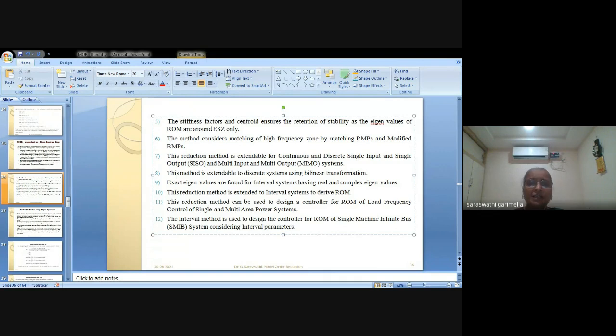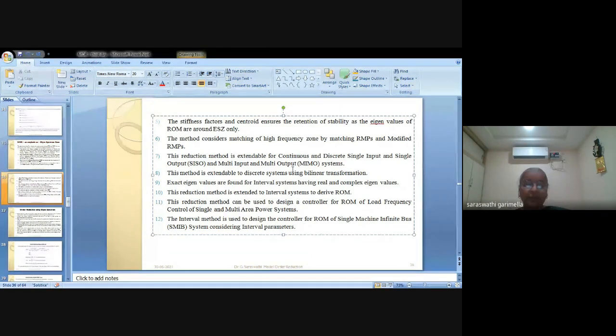This method is extendable to discrete systems using bilinear transformation. That is the advantage. Exact eigenvalues are found for interval systems also, having real and complex values. This reduction method is extended to interval systems to derive reduced order models. This reduction method can be used to design controllers. I am not discussing the controller because in the last session I discussed one controller. I designed for load frequency control for single and multi-area systems. Similarly, I considered SMIB for interval systems.